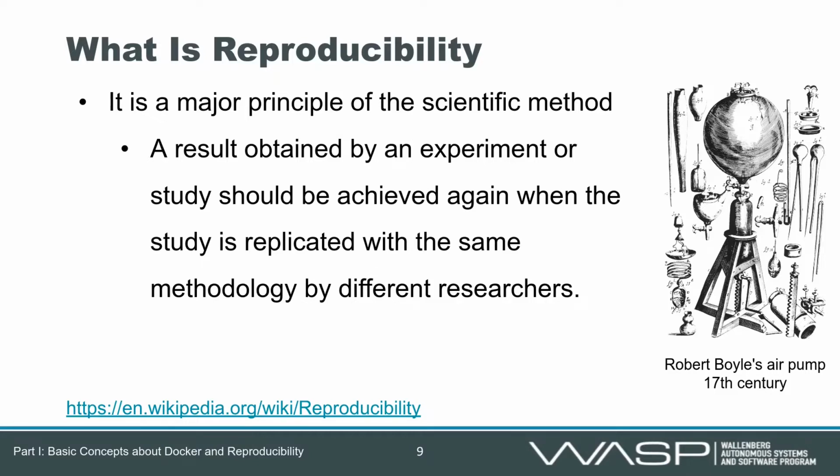Okay, so about reproducibility overall, this is based on a Wikipedia page. It is a major principle of the scientific method. It means a result obtained by an experiment or study should be achieved again when the study is replicated with the same methodology by different researchers. For example, when I read a paper and they present a really nice experiment result, and they also open source their experiment setup and source code, I feel curious whether I can run it locally, and if I replace some of the datasets or algorithms, whether I am able to see the differences among them. So if I want to try their approach, I need to properly set it up first.